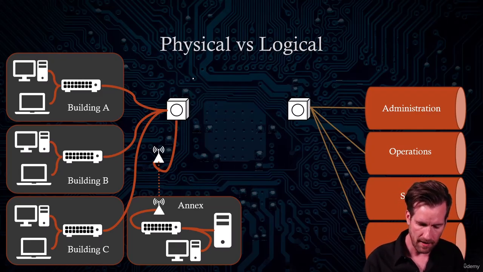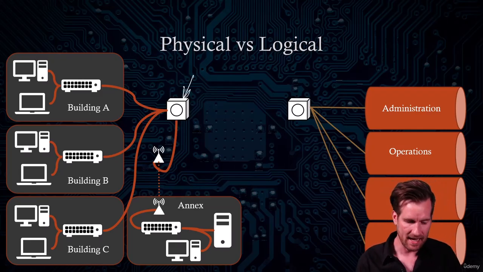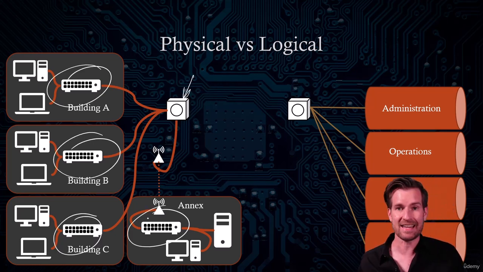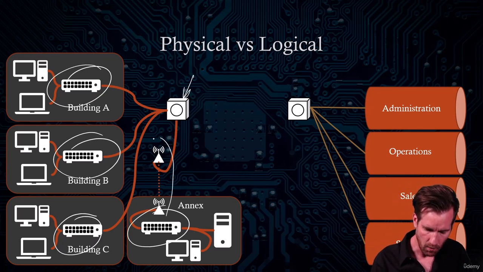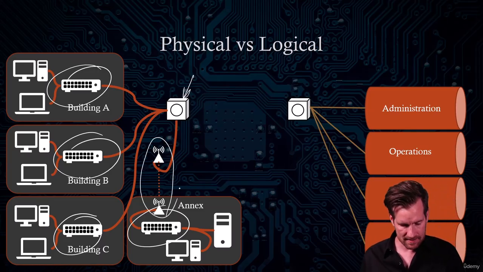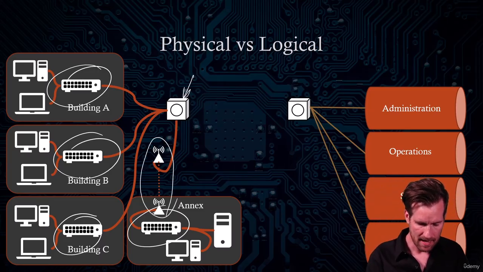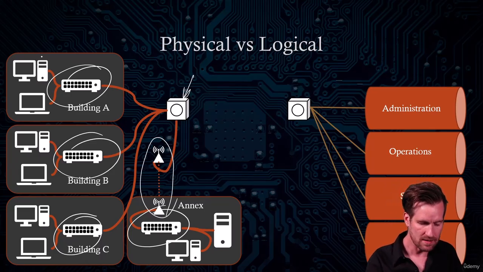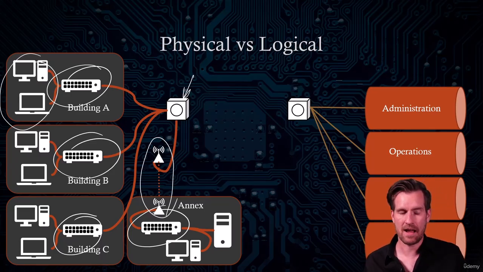So here we have a layer 3 switch, and it's connected to all our access switches that are out in each one of the buildings. Here I've got a wireless connection out to this annex out here. I've got buildings A, B, and C, and then I have my machines that are physically connected into this network.